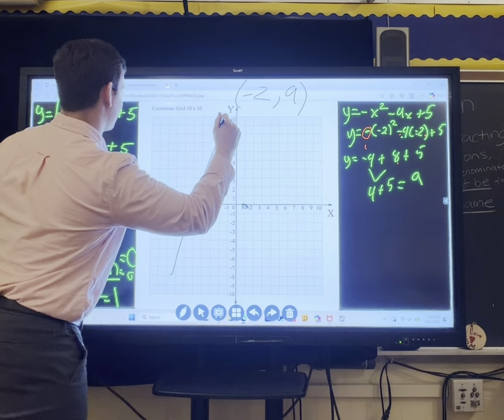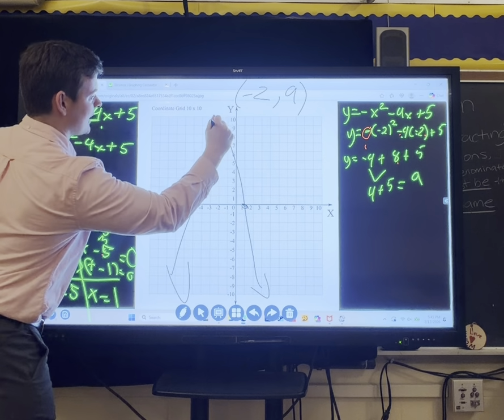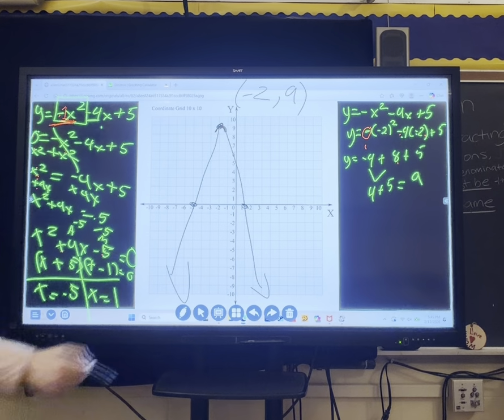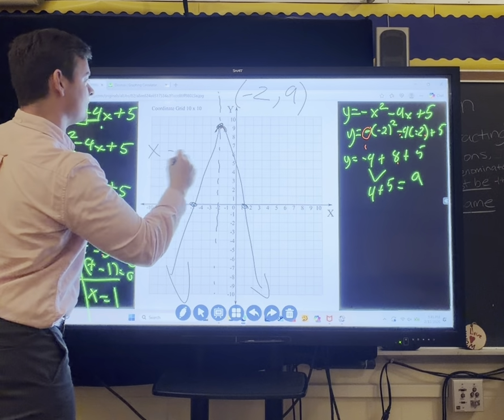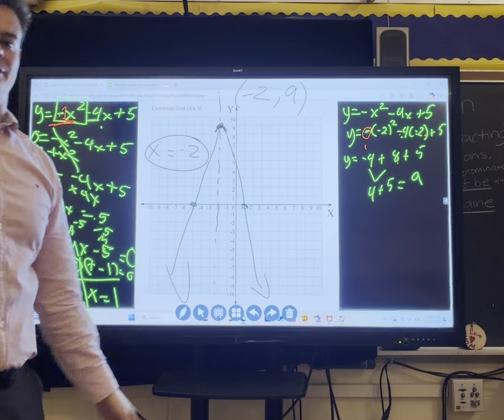And when I connect my dots here, this should be a little more round up top, but you're going to bear with me. This is what my parabola looks like. And again, my axis of symmetry is just x equals whatever the x coordinate is. In this case, negative 2.